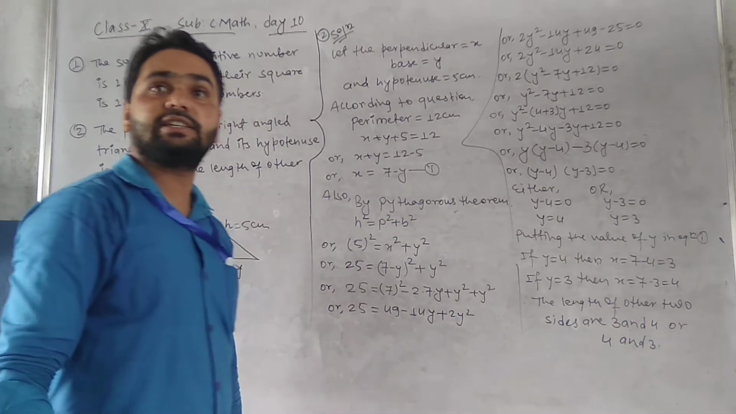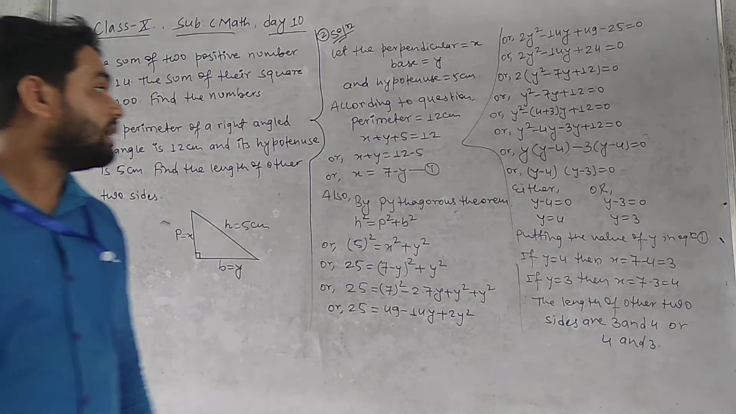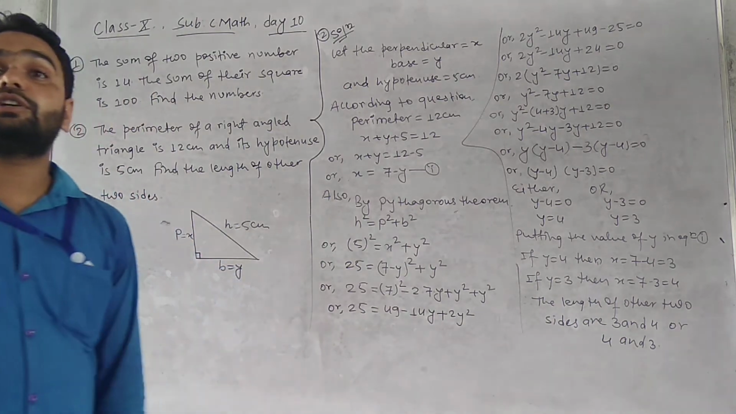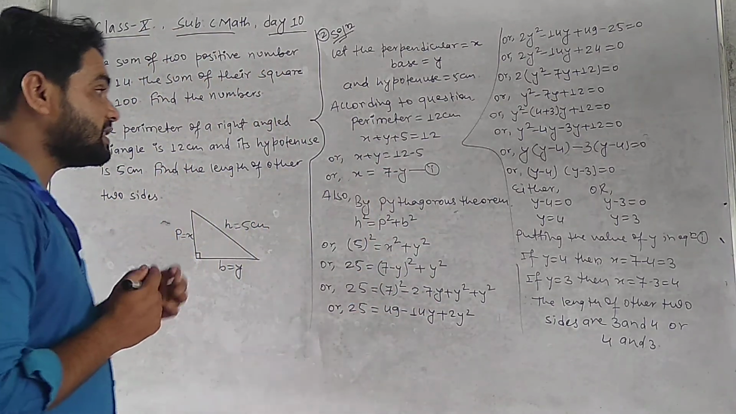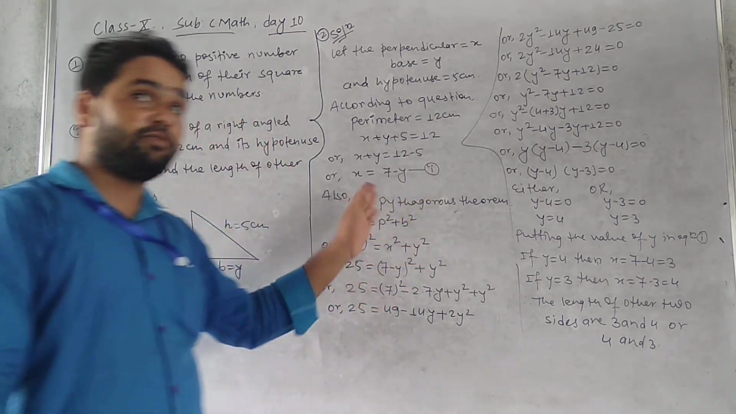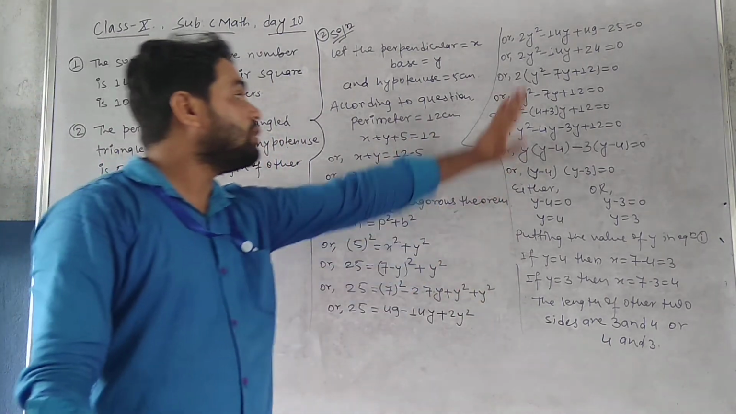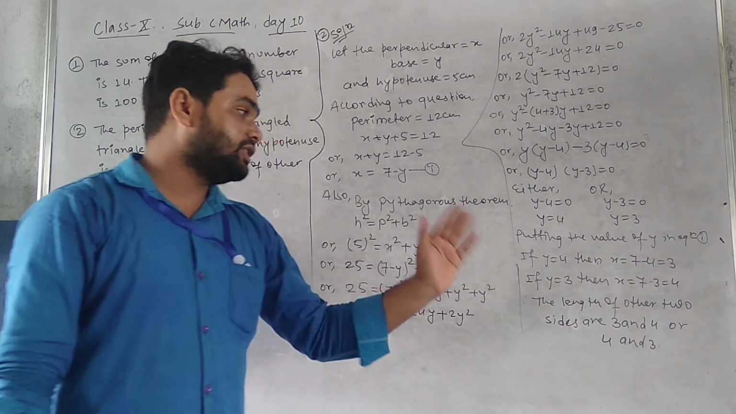This is question number 2. By Pythagoras, from the first condition, the perimeter is given, and by putting the value in Pythagoras we find the two values, that means 3 and 4 or 4 and 3.